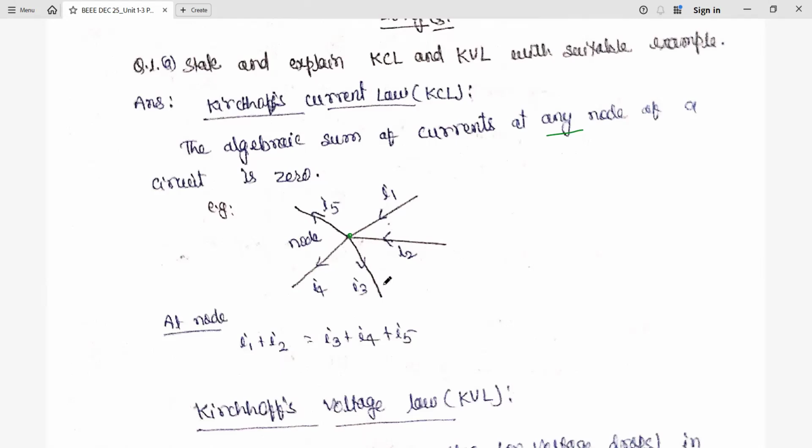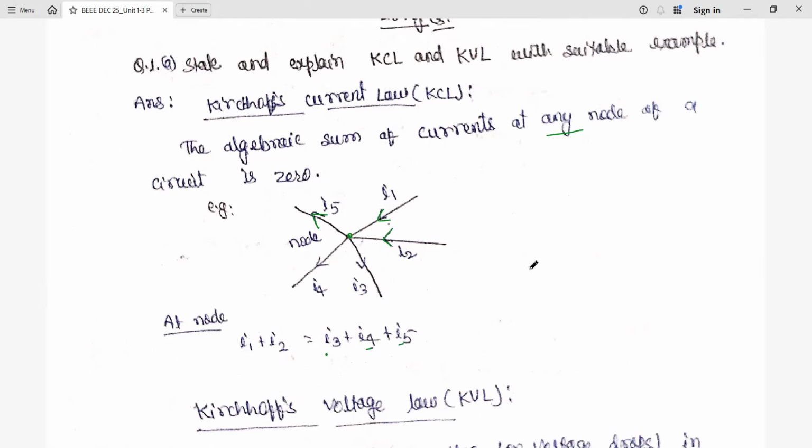So here one example is given. Here, an arrow toward the node shows that current is coming in, and an outward arrow shows that current is going away from the node. In the given example, if you observe, I1 and I2 are the incoming currents, and I3, I4, I5 are the outgoing currents. That's why we have I1 plus I2 equal to I3 plus I4 plus I5.